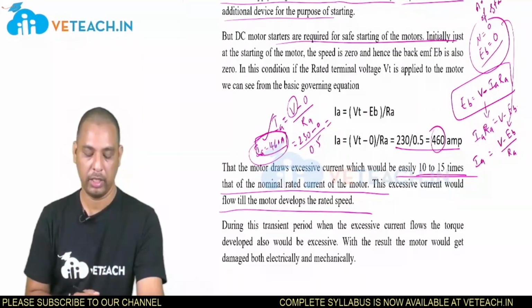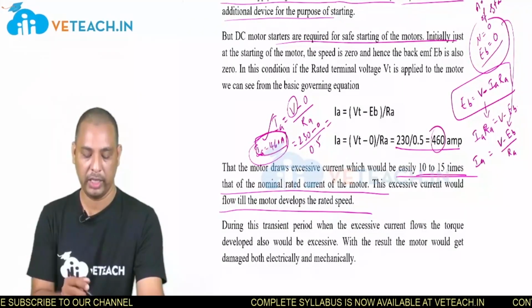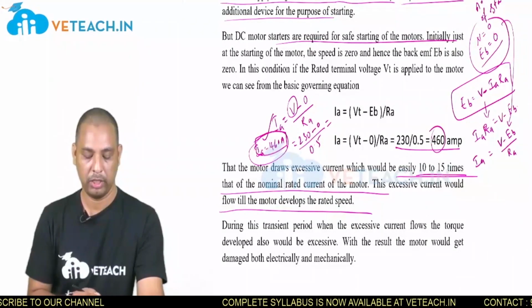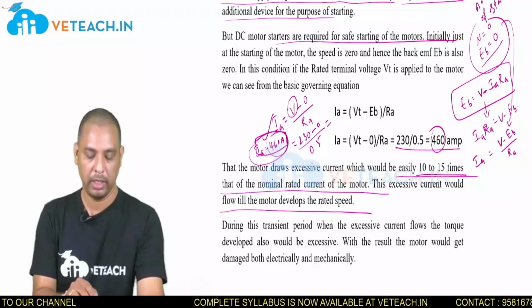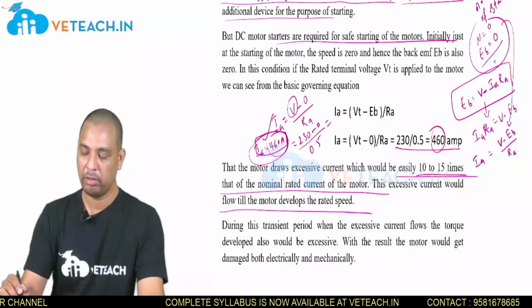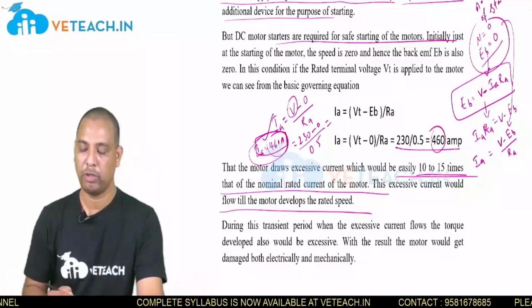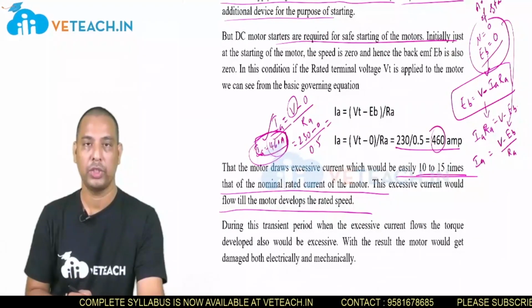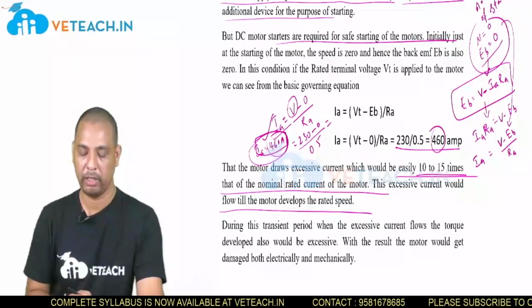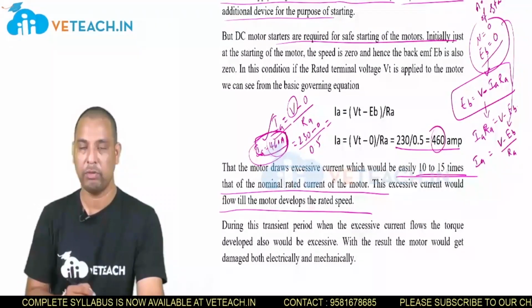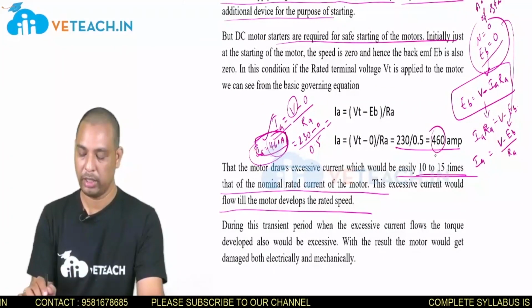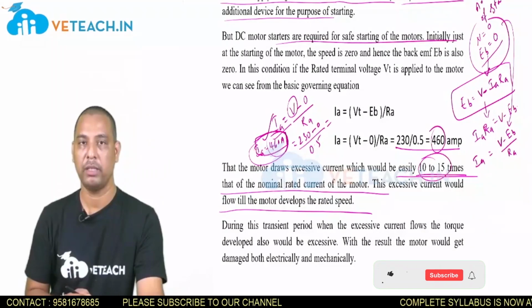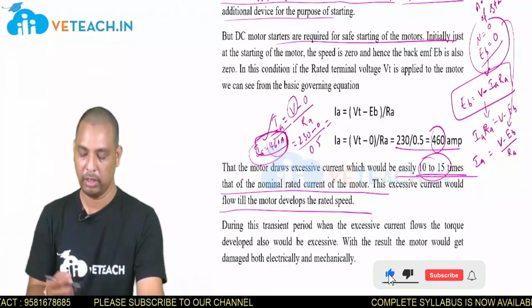The total winding of the DC motor is going to be damaged. Why? Because at the time of starting, the speed of the motor is 0 and the back EMF is 0, so almost 460 amperes is going to be drawn into the armature, and it is going to damage the total windings. That is 10 to 15 times the normal current flowing through this motor.